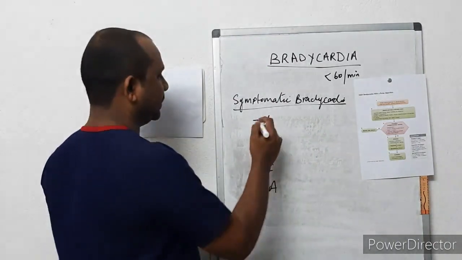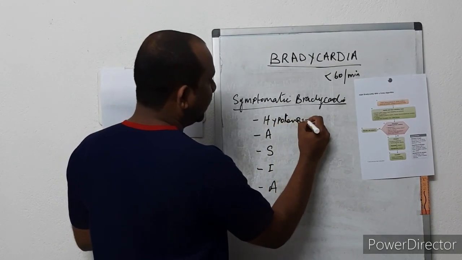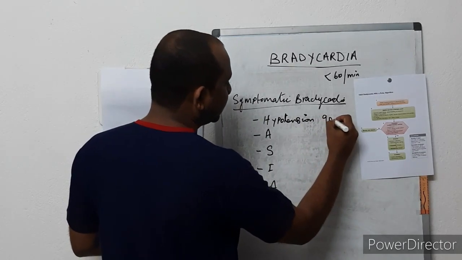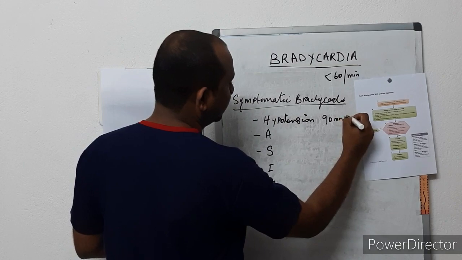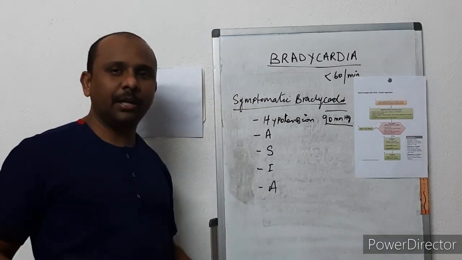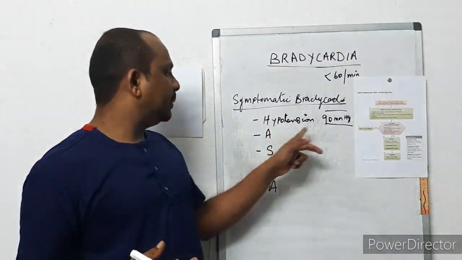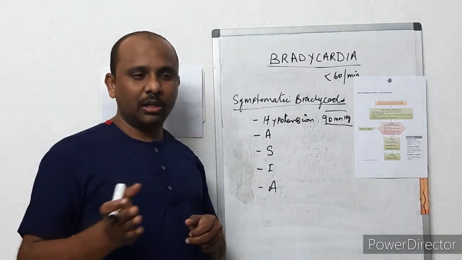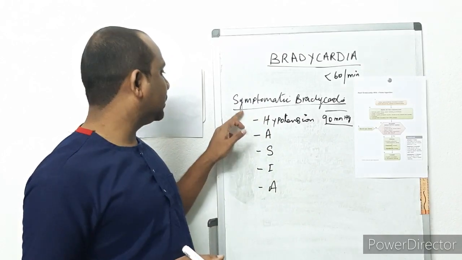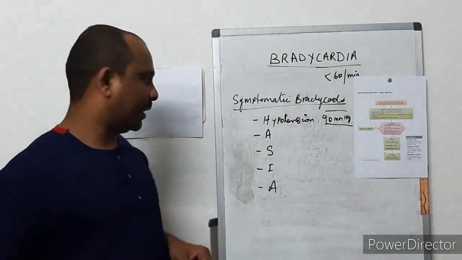So what is the H? H for hypotension. The bradycardia is producing hypotension. The systolic BP is less than 90 mmHg. So this is the criteria. Any bradycardia where the patient presents with a BP of less than 90 mmHg, that patient needs treatment. That is known as symptomatic bradycardia. This symptom is produced by the arrhythmia, right?